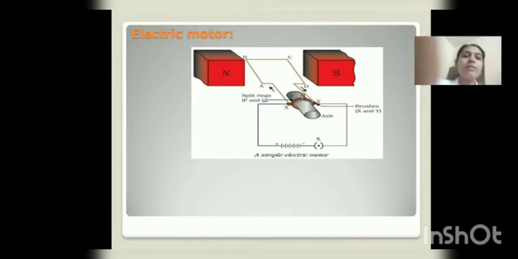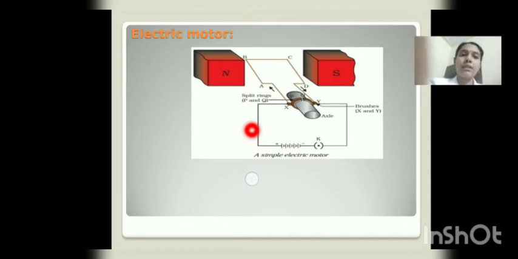Children, this is the basic structure of an electric motor. And you must learn to draw a neat and labelled diagram of the electric motor. You can expect a 2-mark and a 3-mark question from this section. So listen carefully, it's a very important section of this chapter.